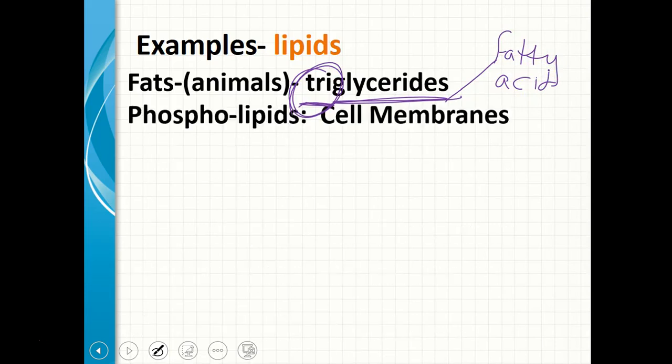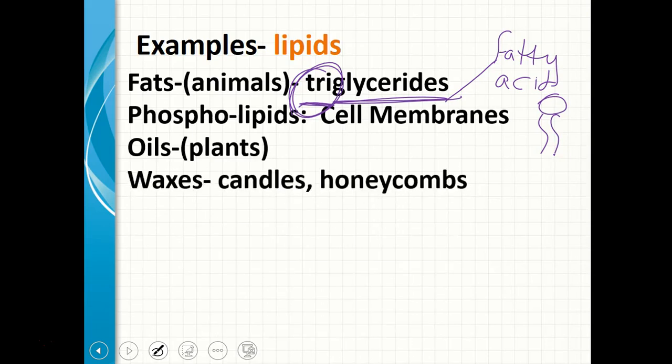That's one example. Another example is the phospholipid, and like I said, it's going to have a phosphate head, and then it has 2 fatty acid tails, and they're going to be used in cell membranes. We have oils. This is like your corn oil or your vegetable oil or your canola oils. That is a form of a lipid.